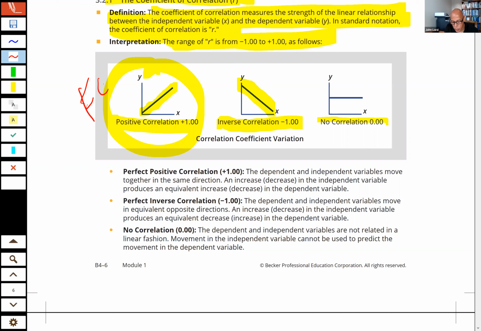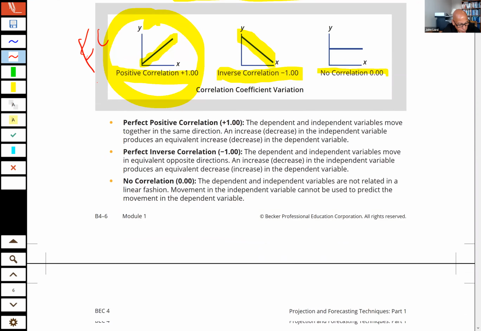Inverse correlation is like the increase in COVID cases to restaurant revenue. When COVID was going up and everybody had to close down, restaurant revenue was going the other way, right? As the number of cases went up, the restaurant revenue was going down. No correlation, I don't know, like the number of school kids to seaweed in the ocean. There's no correlation to that, so that would be 0.